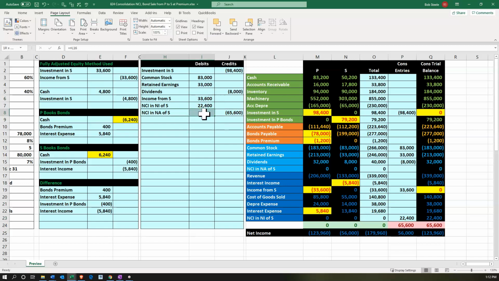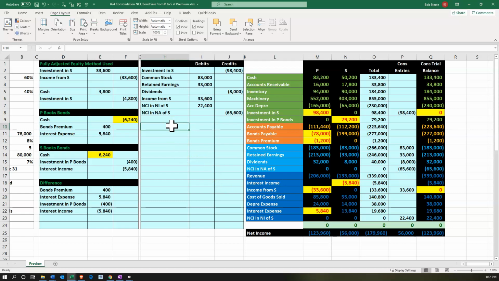Next, we have the non-controlling interest in NA, not net assets. That's going to be here in P16 equals the 65.6, and there we have that. Okay, so now let's go into the new thing here, which is reversing the bonds information. Now we can think about this.